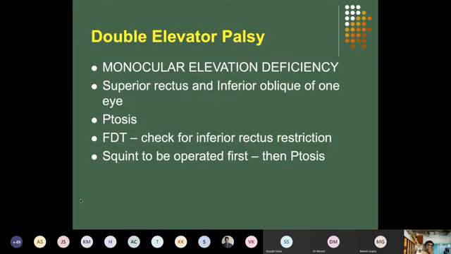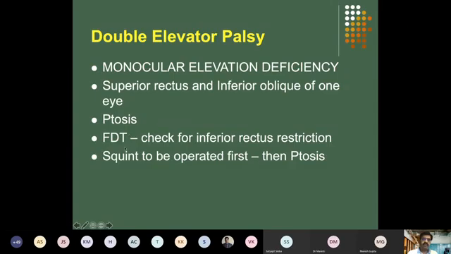This is one of the common presentations, which is double elevator palsy, also called monocular elevation deficiency. And what happens in this? Both the elevators, namely the superior rectus and inferior oblique, are affected, and it also has ptosis, because again the third nerve has one division supplying the superior rectus and one to the levator, so there is ptosis also.